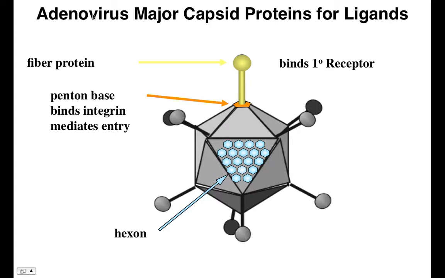So the major capsid proteins for ligands, the fiber protein, this will bind to the primary receptor, which is going to be the Coxsackie and adenovirus receptor, very cleverly named. So adenovirus uses an adenovirus receptor. And then the penton base, this interacts with integrin basically as a secondary receptor and will cause entry into the cell. These little pieces are made up of those hexons we were talking about before. The icosahedral structure comes from the full range of these hexons into these larger triangle structures.